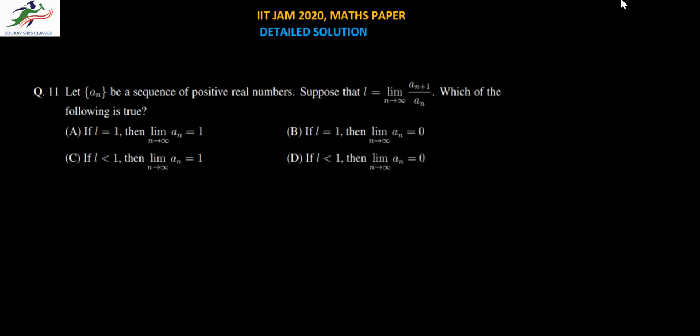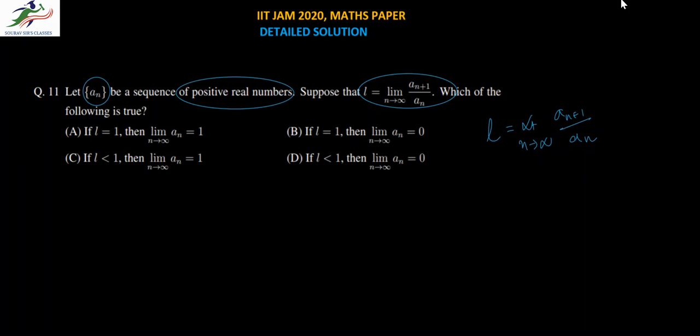We come to question 11, where we are told that an is a sequence of positive real numbers, and L is defined as limit n tending to infinity of an plus 1 over an. Then which of the following conditions holds true? Now L is equal to limit n tending to infinity of an plus 1 over an. Now an plus 1 and an are both positive real numbers.